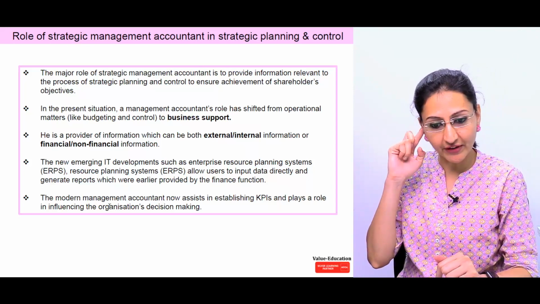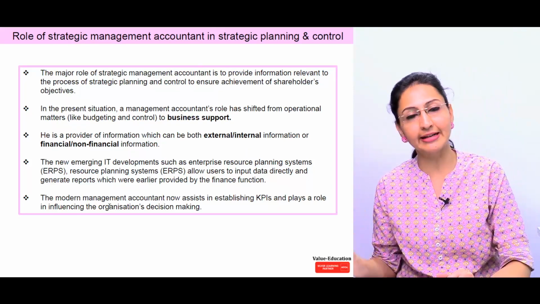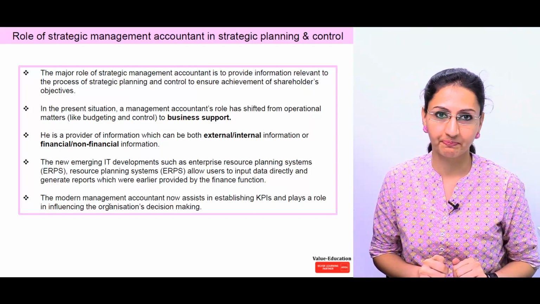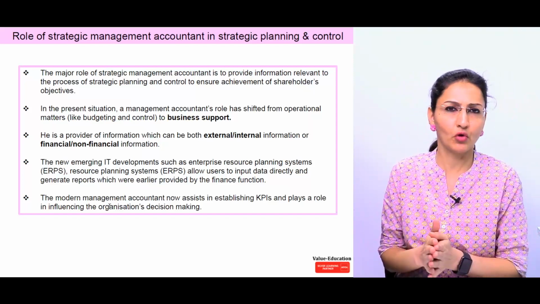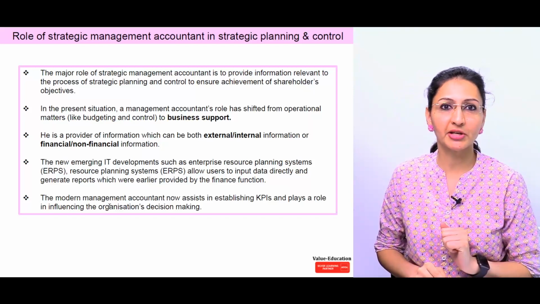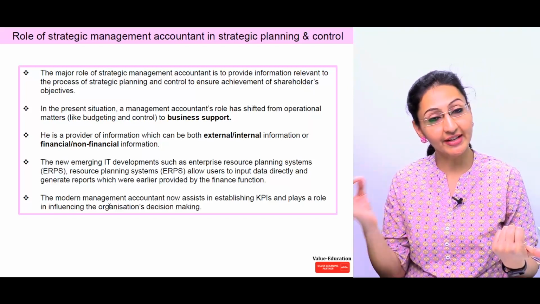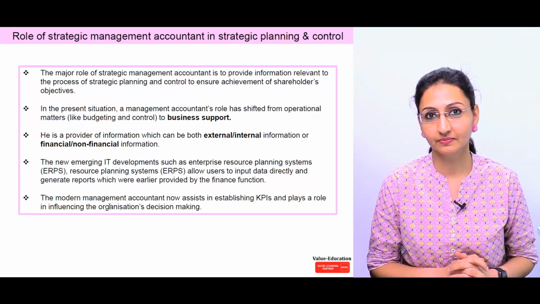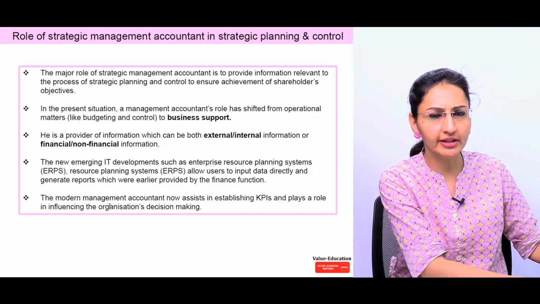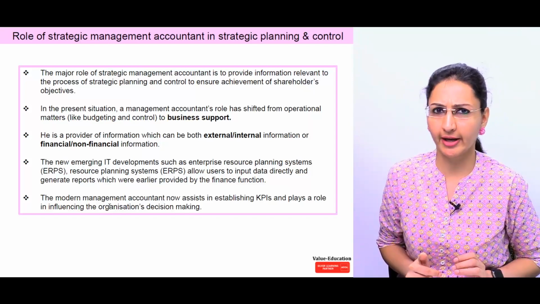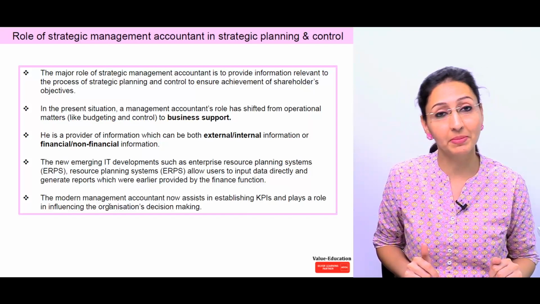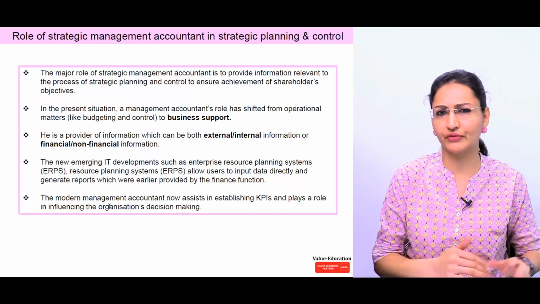Then he is a provider of information which can be both external and internal, financial and non-financial. Earlier, the management accountant was basically involved in giving financial numbers. But now he has to provide information which is external as well as internal, financial as well as non-financial. Not only production numbers, he has to give a lot of other information also: about employee morale, about the efficiency with which labor is working, about how efficiently the material is being utilized in production. There are a number of things.